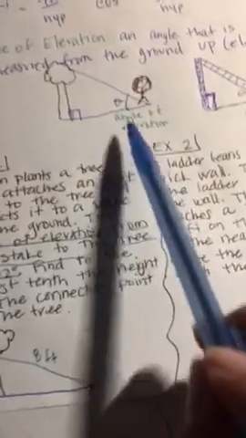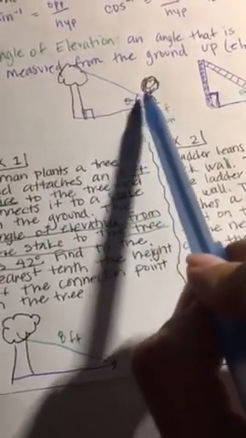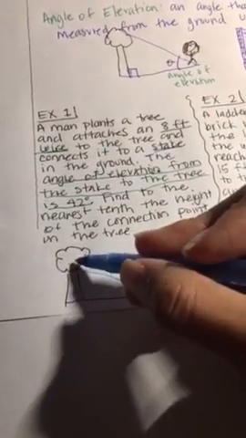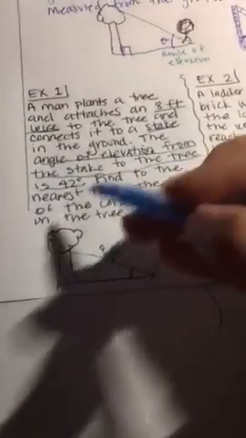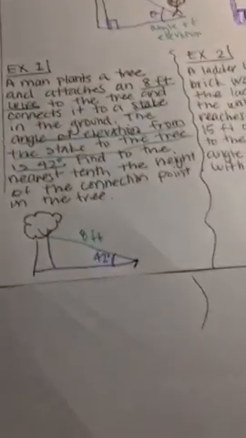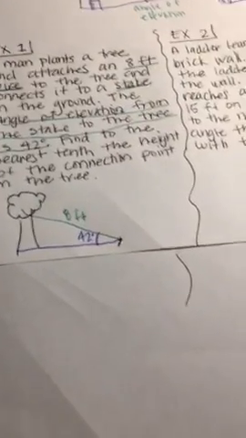Remember the angle of elevation that we're talking about? That's an angle of elevation. It starts from the bottom and goes to the top. So this angle right here that's formed starts from the bottom, goes to the top. So this angle here is actually how much? 42 degrees. So I know that's 42 degrees.